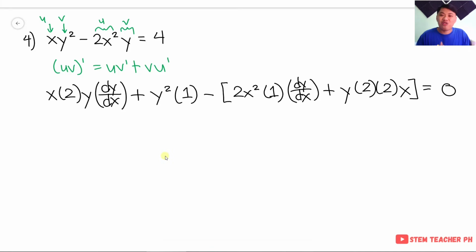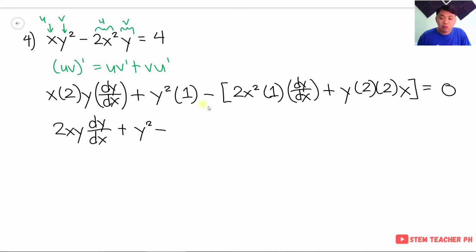Now we only have to simplify our given equation. Tapos na tayo sa pagkuha ng derivative. Kaya ito ay magiging x times 2 times y. Pwede natin itong isulat as 2xy and then multiplied to dy over dx. Tapos lipat tayo, y squared times 1 is simply y squared, and then minus, ang gagawin natin as we multiply, 2x squared times 1 is 2x squared times dy over dx.